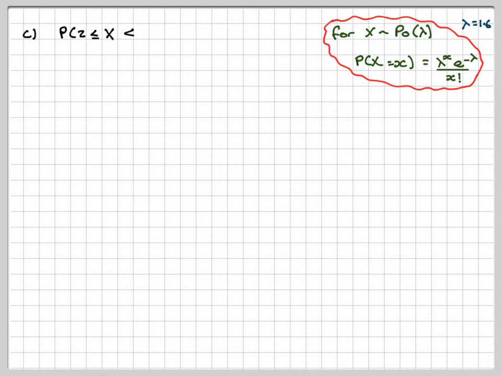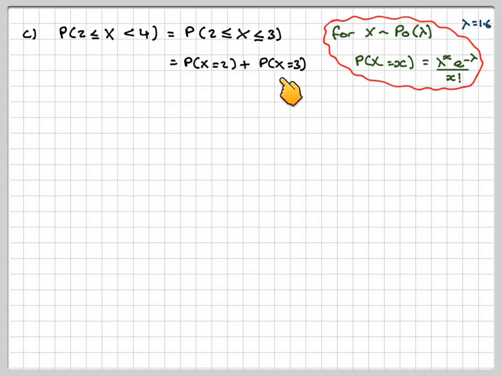Okay, finally we need to do the probability that X is greater than or equal to 2 but less than 4. And we need to remember that it's the probability that X is greater than or equal to 2 but less than or equal to 3. And that means we need to do the probability that X is equal to 2 plus the probability that X is equal to 3. So we apply this formula separately to each part. So we get 1.6 squared e to the minus 1.6 divided by 2 factorial, plus 1.6 cubed e to the minus 1.6 over 3 factorial.